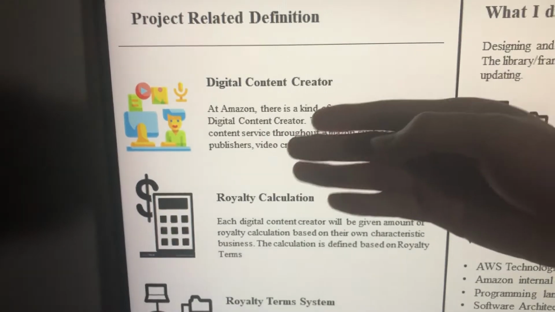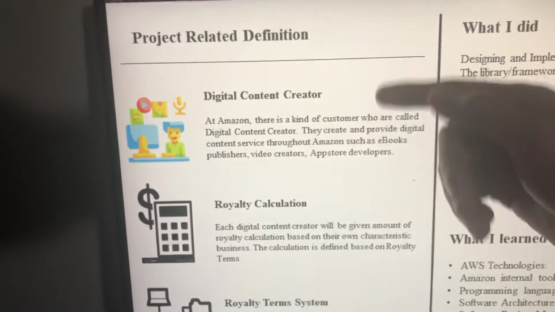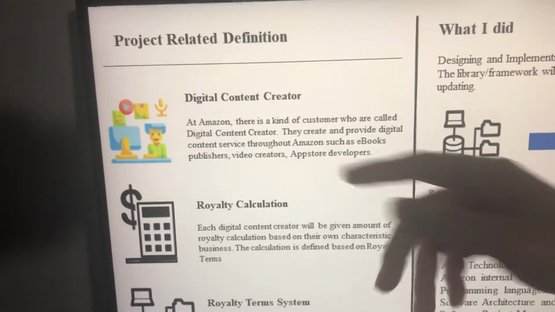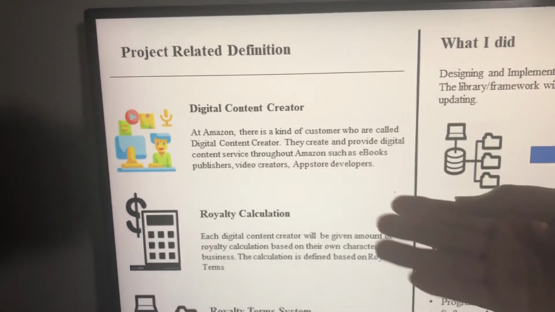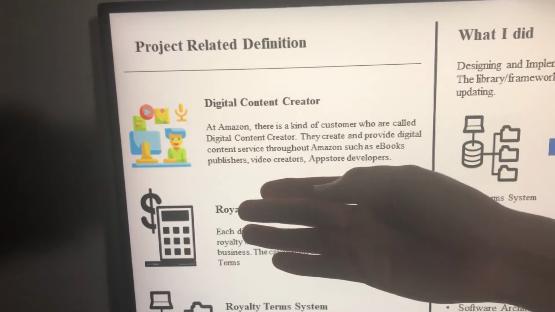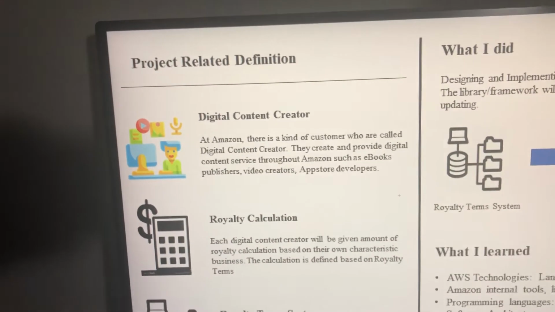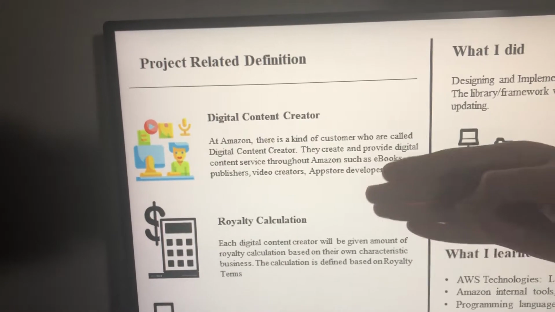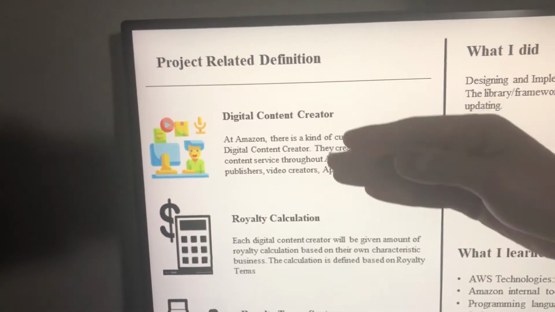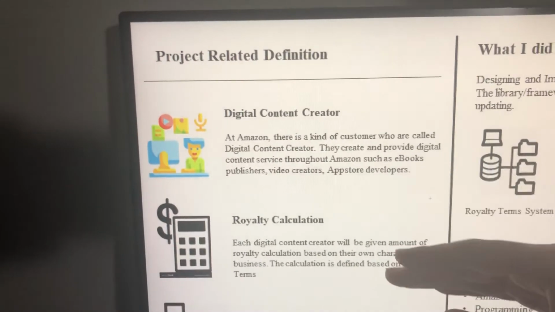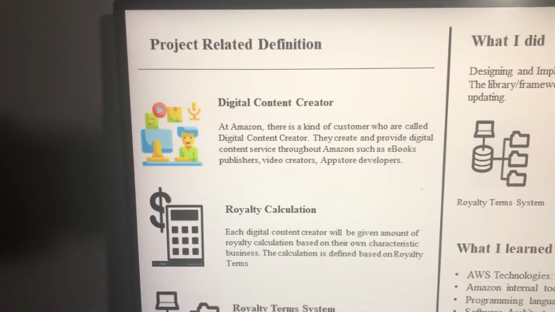At Amazon, we have digital content creators. They are people that create digital content, such as ebook publishers, video creators, and app store developers. Amazon pays those content creators by a method called royalty calculations.